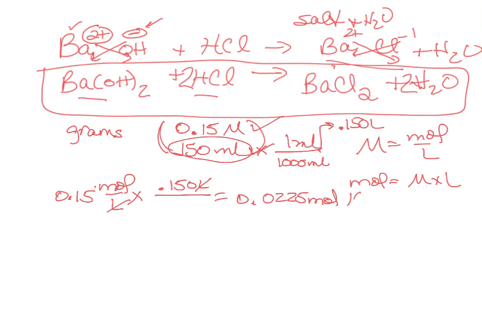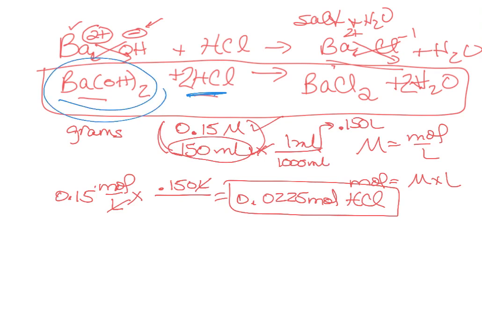And I'm going to keep up with what substance I'm using so that I can keep straight where I am better. All right, so now I know the moles that I have of HCl, and I'm trying to get to how much barium hydroxide I need. So anytime you're going from one substance to a different substance in the reaction, you need to use the mole ratio from the balanced chemical reaction to do so. It's got to be a mole to mole comparison.